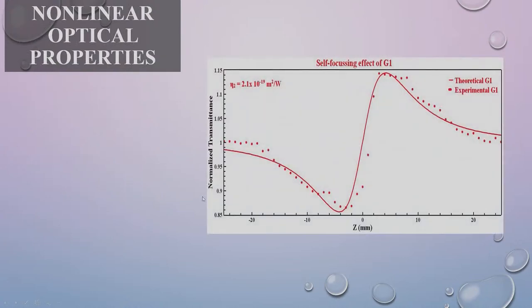First let us look at the self-focusing effect. As I told you, self-focusing is the study which speaks about the nonlinear refractive index. If you place the crystal, it will try to focus the beam and increase the intensity. In self-focusing, this is the focal point when it is zero. There is a pre-focal dip and a post-focal peak. If you have this kind of combination, we call it the self-focusing effect.